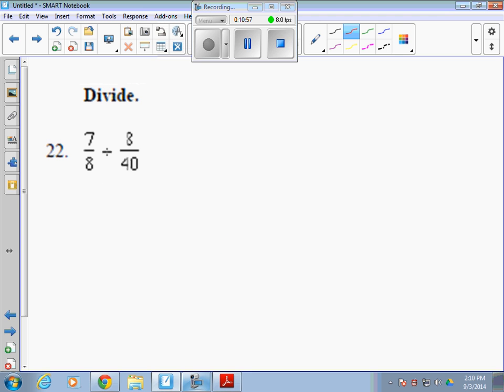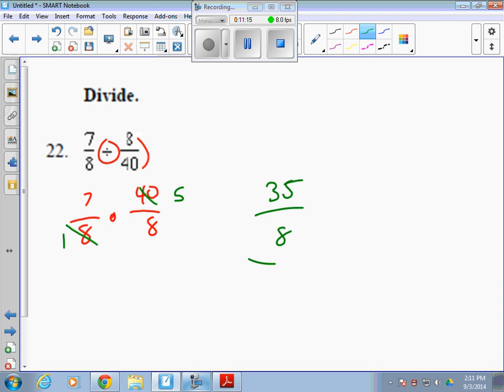Divide these fractions. In order to divide fractions, you leave the first one, you change it to multiplication, and you flip the second one. 8 over 40 becomes 40 over 8. You can cross cancel this to deal with smaller numbers. 8 goes into itself once and into 40 5 times. Multiplying straight across, 7 times 5 is 35. 1 times 8 is 8.